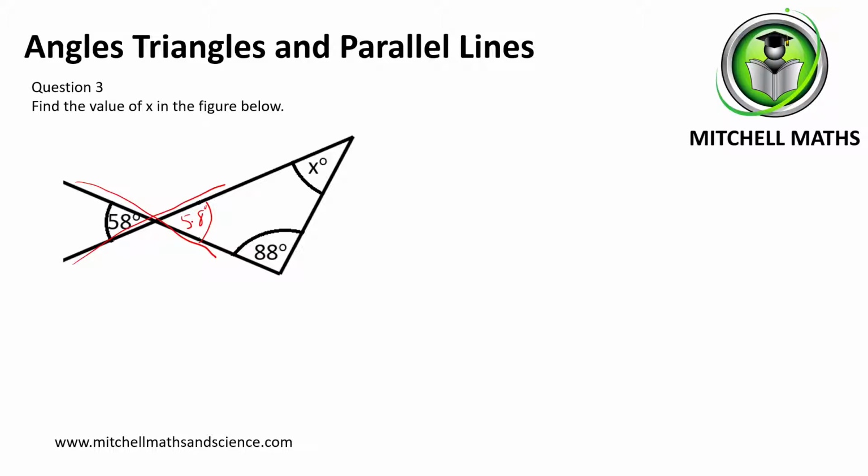And now that we've got another angle in the triangle, we can work out what angle x is, because we'll just do 180, take away 88 plus 58, and that equals 34 degrees. So that's angle x.